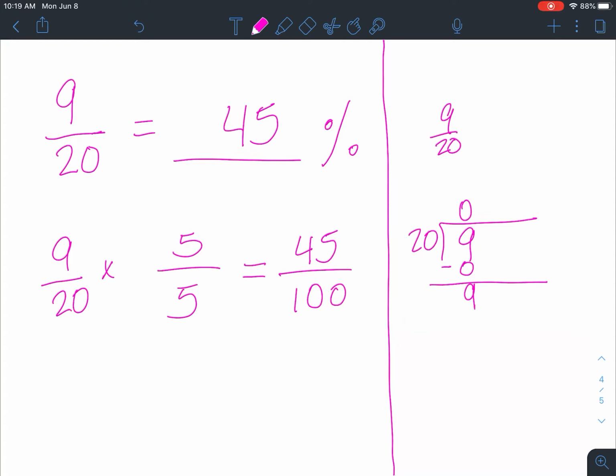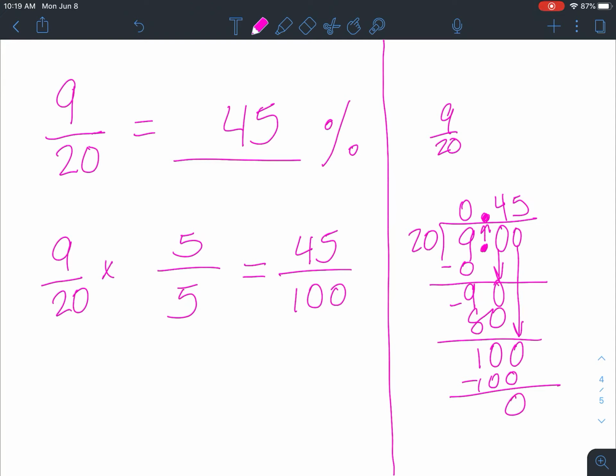There's nothing else to divide by though, so this is where I would make my decimal point and bring it up. Place my placeholder 0 and bring it down. 20 goes into 90 4 times. 4 times 20 would give me 80. When I subtract, I get 10. I'm going to place another placeholder 0 because I know when I'm dividing with decimals, there will not be a remainder. 20 goes into 100 5 times. When I subtract, I get 0.